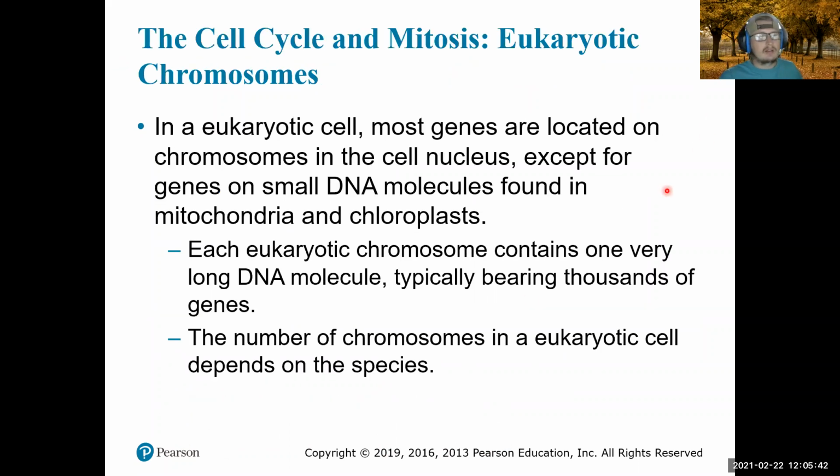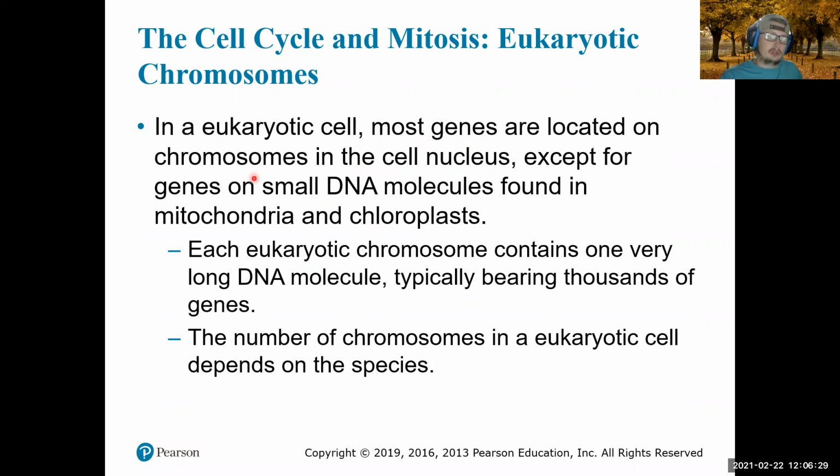All right, and so if we look at the eukaryotic cell, so remember we have prokaryotic and eukaryotic cells. We look at the eukaryotic cell, most of the genes are located on chromosomes, and those chromosomes are found in the nucleus. Okay, and the only time you find DNA outside of the nucleus is whenever you have DNA that's in your mitochondria and your chloroplast. So remember, we talked about mitochondrial DNA, chloroplast DNA, and then nuclear DNA. And so we're specifically talking about nuclear DNA in this example.